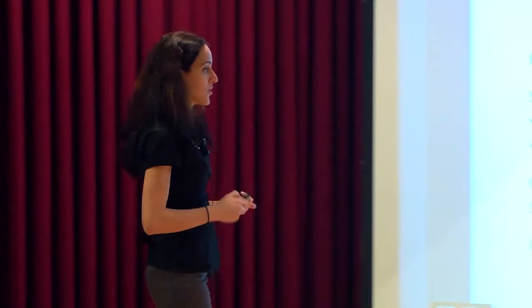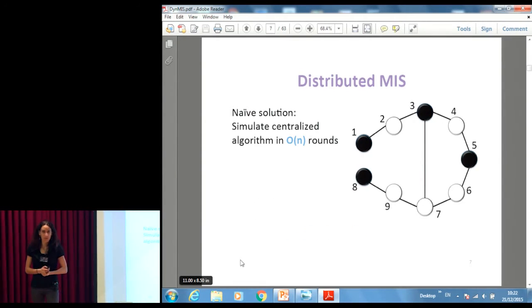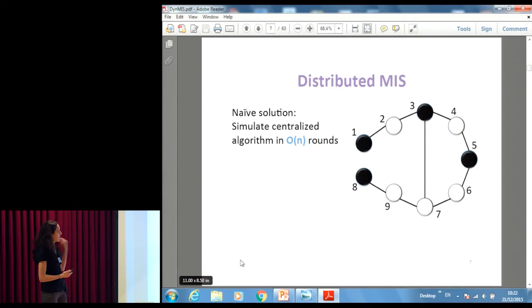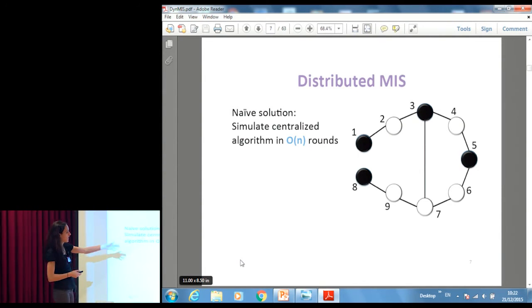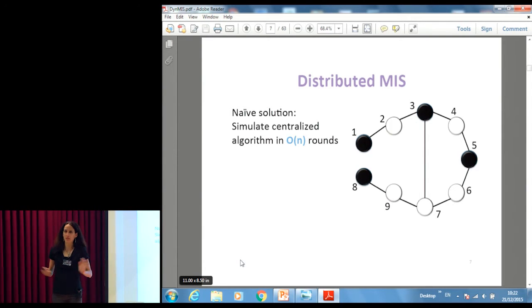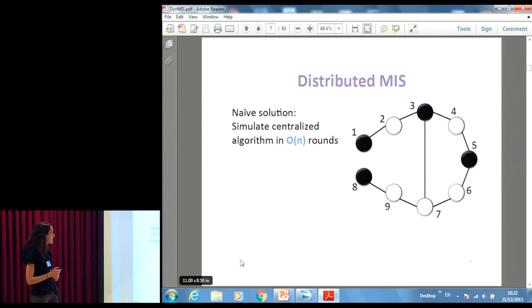So how do we find a maximal independent set in a distributed setting? Here's a naive solution. We simply simulate the sequential algorithm. This can be done very easily. Suppose we have an order of the nodes. There are various ways to get this. Suppose they have unique IDs between 1 and n, where n is the size of the graph, the number of nodes.